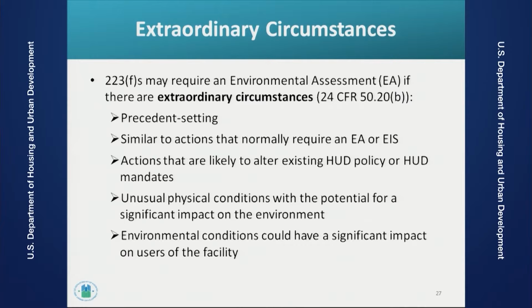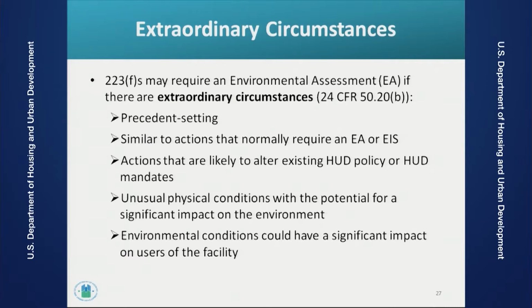So as you complete those individual screens, this summary screen will fill in based on your responses on the individual screens. There are circumstances where a project that would normally be categorically excluded requires a full NEPA review, and that's when extraordinary circumstances apply. So this would be the case if the project is precedent setting, somehow similar to actions that normally require an environmental assessment, something that would be likely to alter existing HUD policy, or something with unusual physical conditions that might have the potential for a significant impact, or environmental conditions that could have a significant impact on users of the facility.